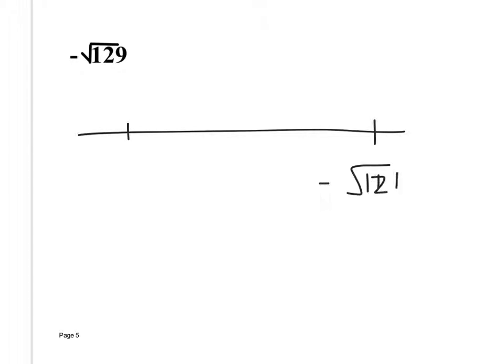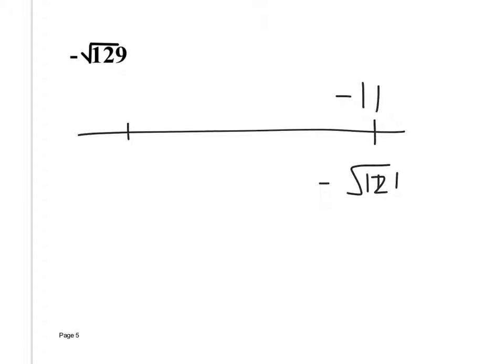All right, write this one. Negative square root of 129. So you have to think kind of backwards. You have to think negative numbers, right? But you have to think, what would be my squares around 129? So go through your squares. 10 is 100. 11 is 121, so that's going to be one of them. So negative square root of 121 would be negative 11.